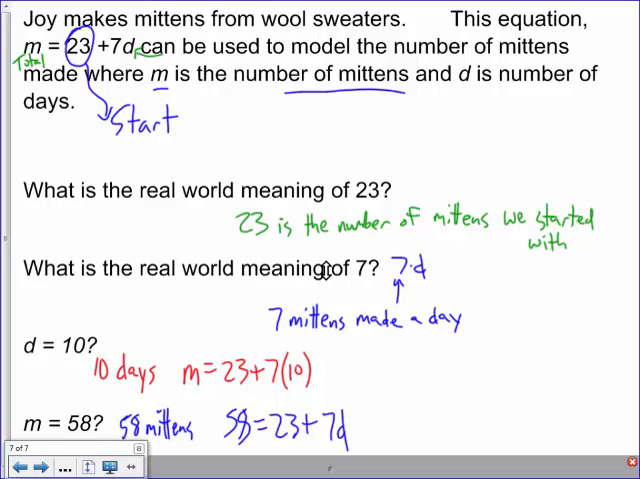So using our y equals start plus change times x can help us solve real-world situations, whether we use it to graph or we use letters like m and d rather than y and x. It doesn't really matter.